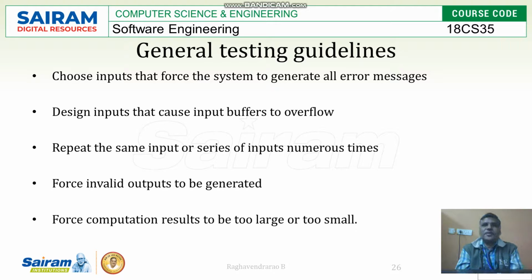And invalid inputs also you should give. It is not necessary that you give only proper inputs. If invalid inputs are given and it accepts them, then there is a flaw in that. Okay. And too large numbers, too small numbers also you should give. The example I said was the factorial program. You should check all the functionalities of that particular program. These are testing guidelines for any general test that you can make.